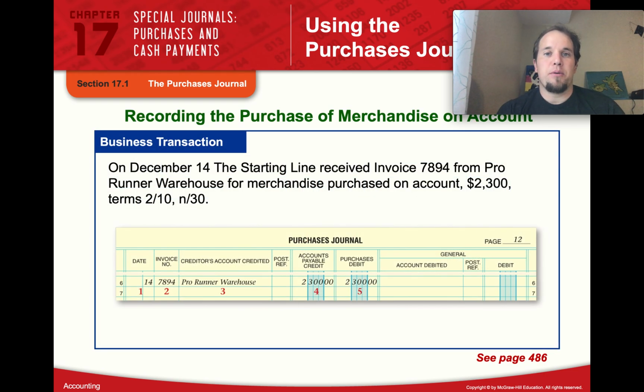Let's look at a few examples here. December 14th, received invoice 7894 from Pro Runner Warehouse for merchandise purchased on account, $2,300, and then they got some terms. This is what it would look like going in here. The date, the invoice, the creditor's account are all the same as we've seen before. Accounts payable would also be affected. And then purchases debit. You only use this when you're referring to merchandise that is being purchased. So for this one, we would not use the general column.